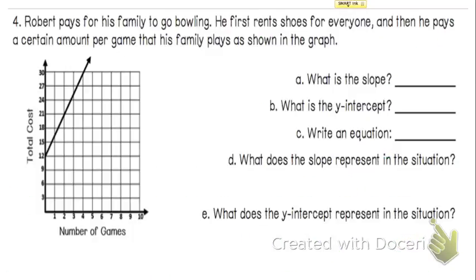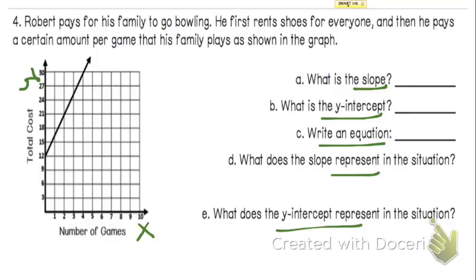Okay, and number 4, it says Robert pays for his family to go bowling. He rents shoes for everyone, and then he pays a certain amount per game that his family plays as shown in the graph. Okay, so I need to know what the slope is, I need to know what the y-intercept is, I need to write an equation, and once again I need to understand what slope represents and what the y-intercept represents. So I'm looking at my graph. Well, the number of games is x, and the total cost is y. Total cost will always be y in these equations.